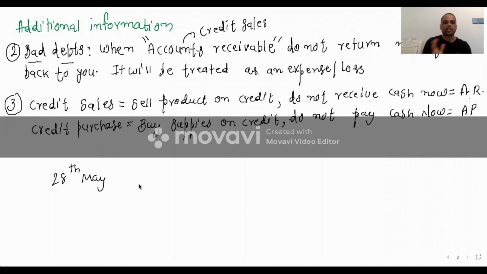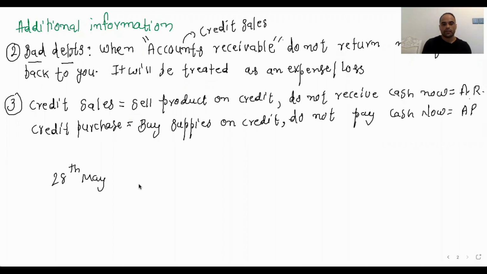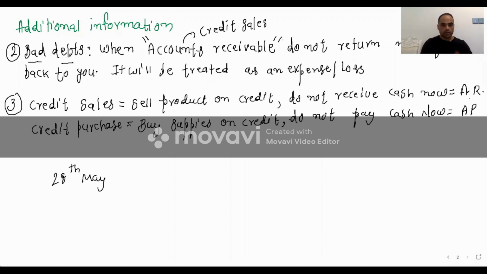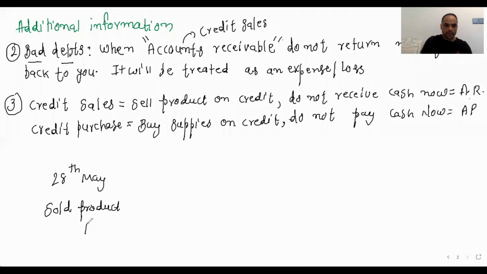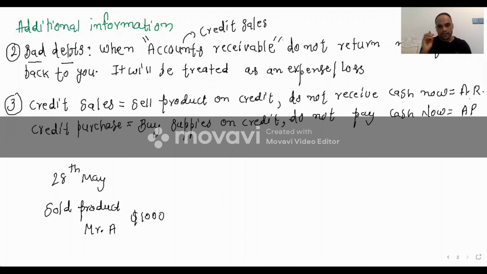Now I'm explaining the additional information related to journals. So your question is what we do with bad debts. For example, today is 28th of May and we sold product to, let's say, Mr. A, $1,000, right? So Mr. A gave us a promise to return this $1,000 back to us next week.